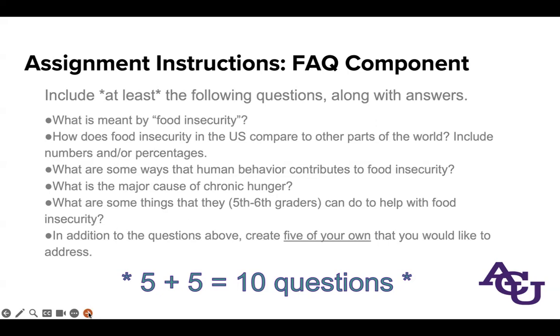So there are 5 questions here that you're already given, but the sixth is you've got to come up with 5 yourself. At least 5 of the following questions, and then 5 questions that you have to make up on your own, equals a base of 10 questions. You're given the questions, but then you have to create 5 questions of your own that you would like to address. And when you come up with the questions, of course, you have to come up with the answers as well for your FAQs.